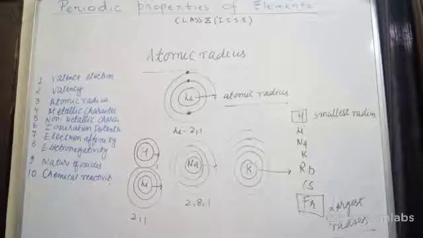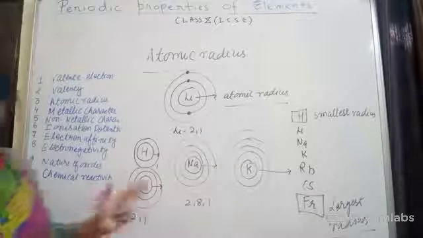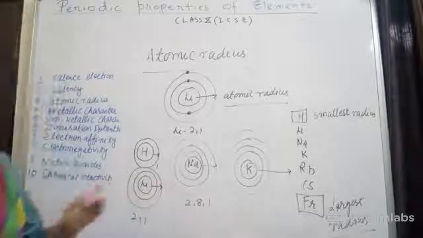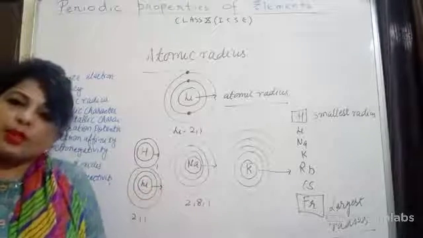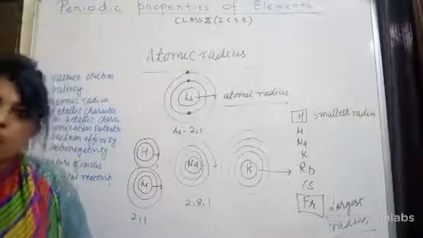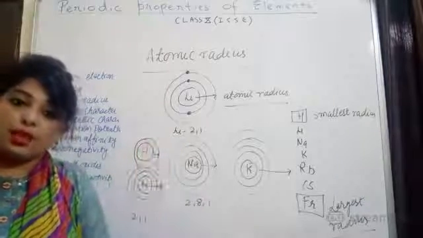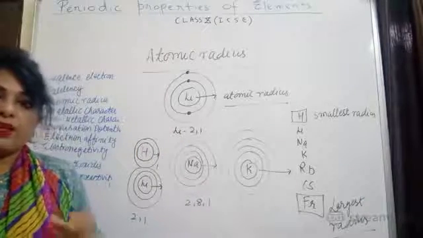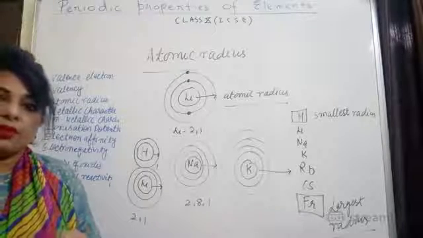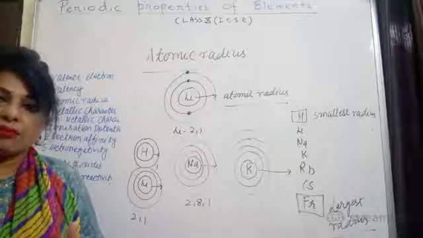You can write in the chat box: which will show the biggest atom, the element present in the 7th period of the same group, or the element present in the first period of the same group? Tell me, which will have the biggest atom?